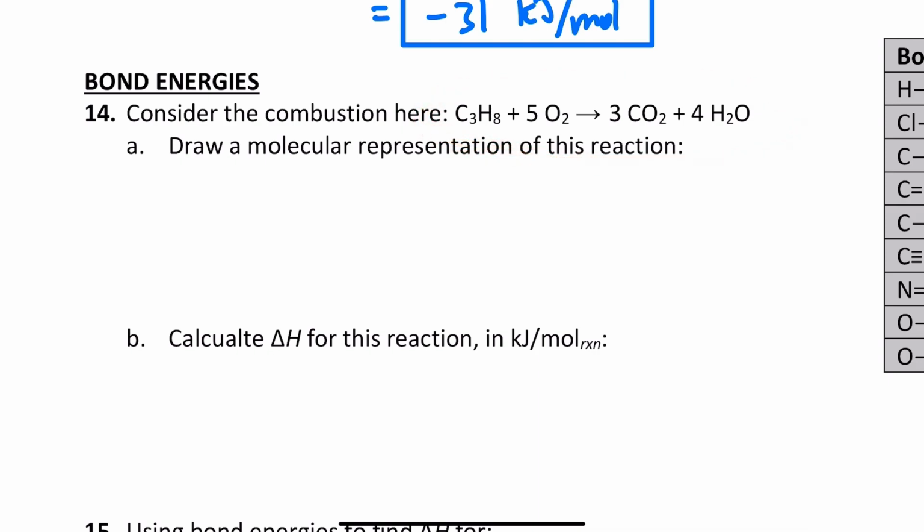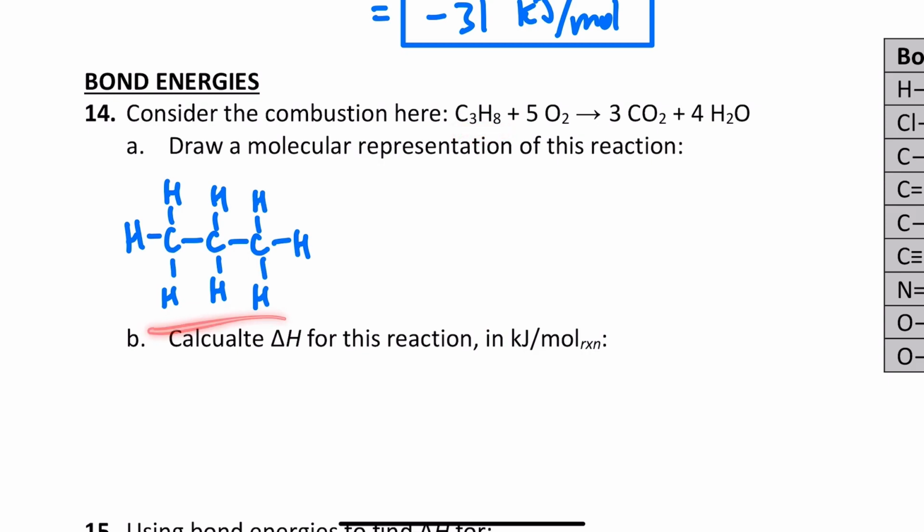Remember, combustion is just oxidation of a hydrocarbon to make CO2 and water. And they first ask us to draw just a molecular representation. What does this look like as a picture? Well, there's a propane molecule, 3 carbons and 8 hydrogens. There are 5 oxygens, so 1, 2, 3, 4, 5. Remember, oxygen is diatomic with a double bond in between each.